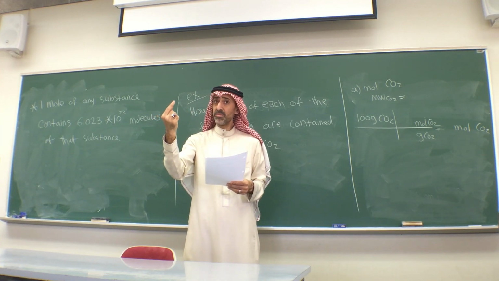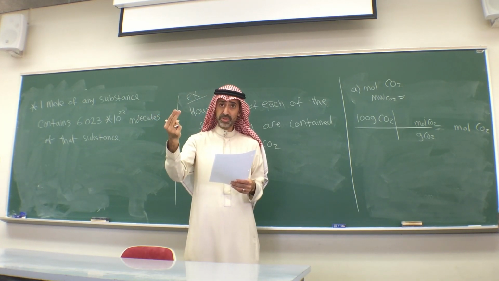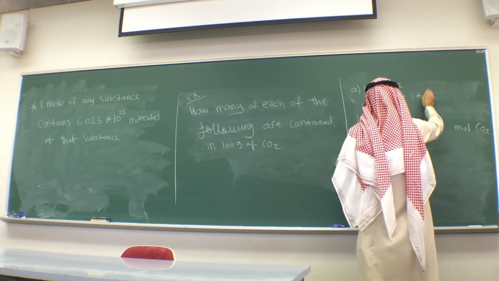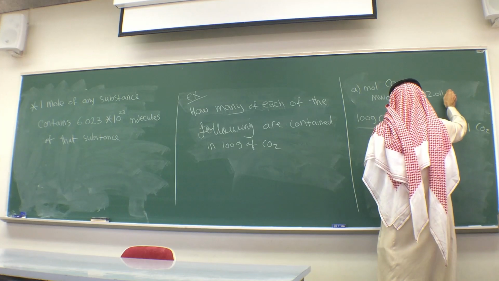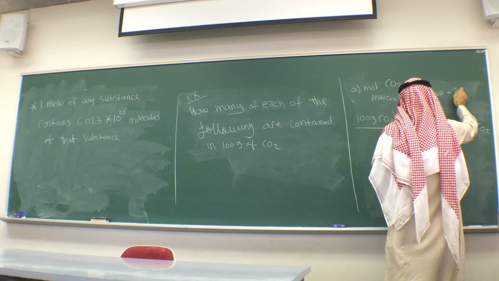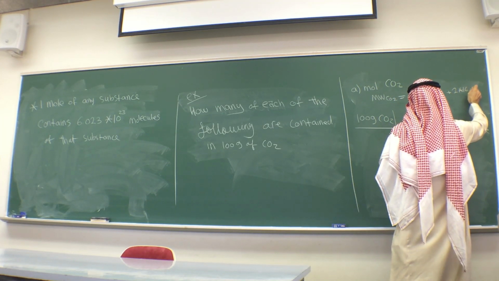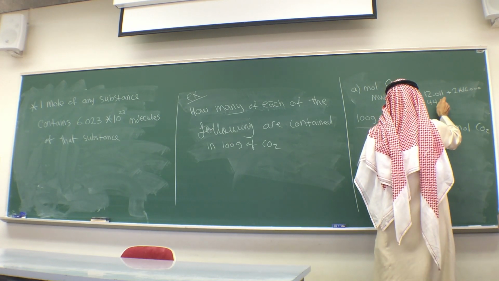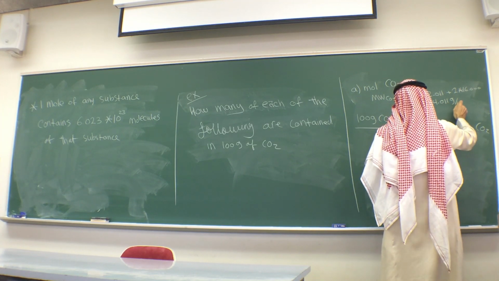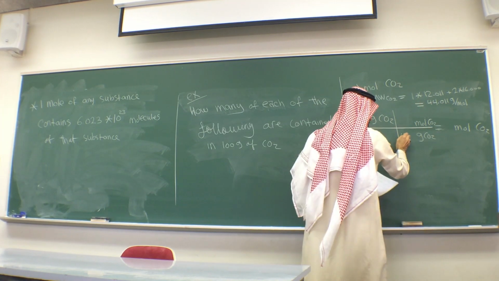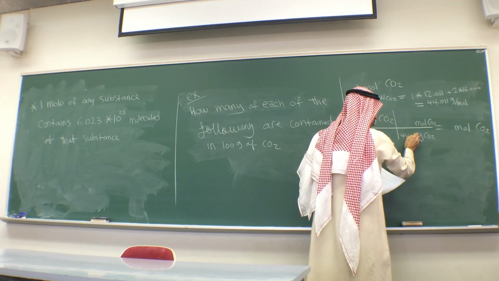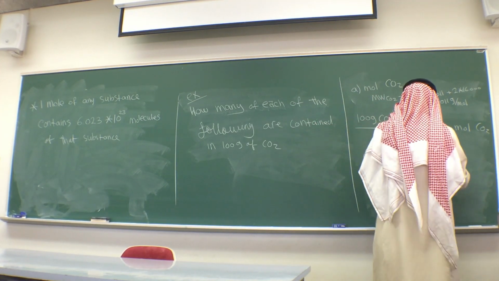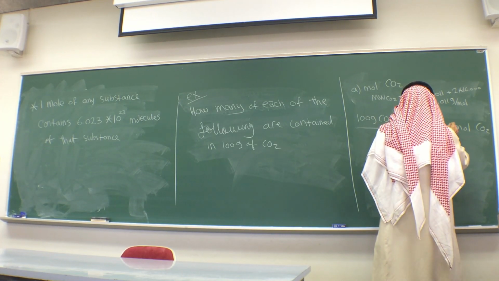One atom. See? Two atoms. Then one times 12.011 plus two times 16 will equal 44.011 gram per mole. So here I put 44.011 and here 1, and the answer comes out 2.27.